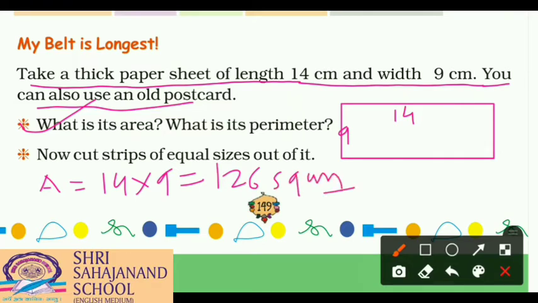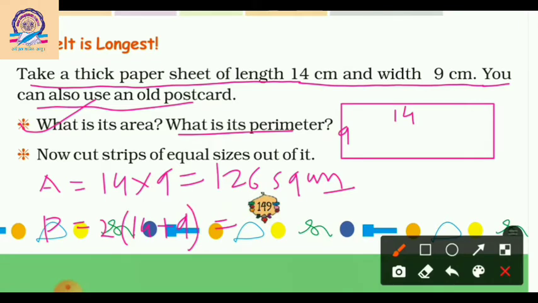Now come to the second question. What is its perimeter? Perimeter means sum of all sides. So just use the formula 2 into (length plus breadth). Length is 14 and the breadth is 9. So 2 into (14 plus 9). So it will be 2 into 23. Then 2 threes are 6 and 2 twos are 4. It means 46 centimeter.